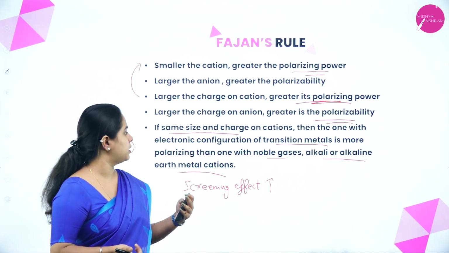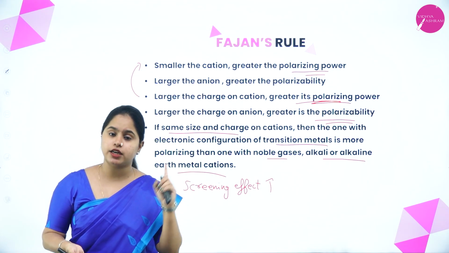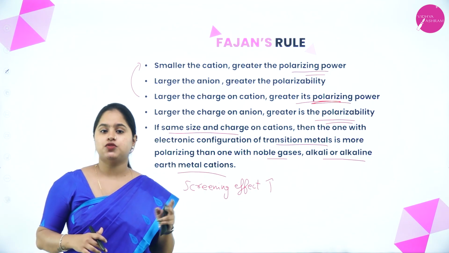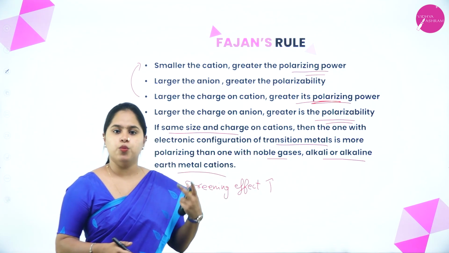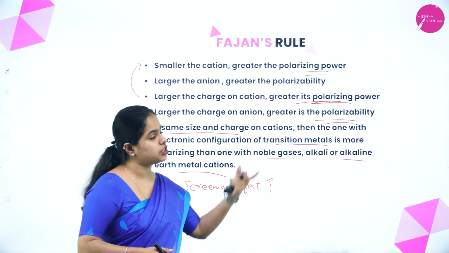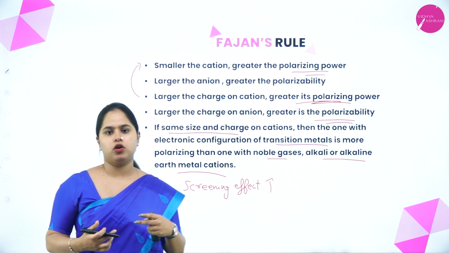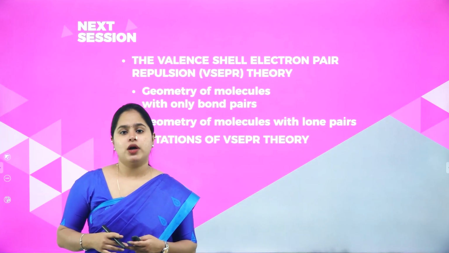So what you have to remember is that if same size and charge are present on two cations, based on the electronic configuration of the cations, we can decide which one will have more polarizing power. The transition metals will have more polarizing power. The cation having the electronic configuration of transition metals will have more polarizing power than the s and p block elements. Clear? So this is about Fajan's rule. So I hope it is clear.